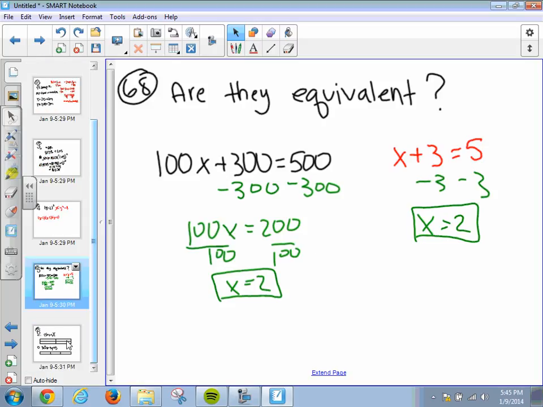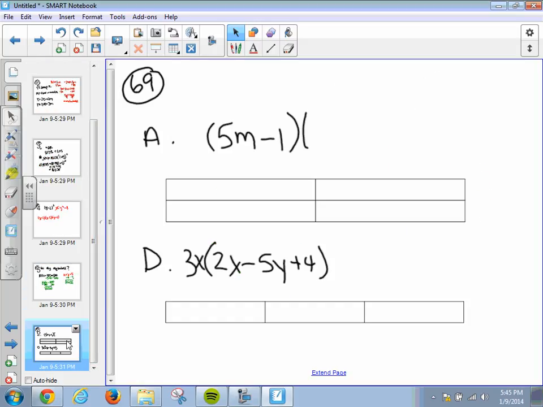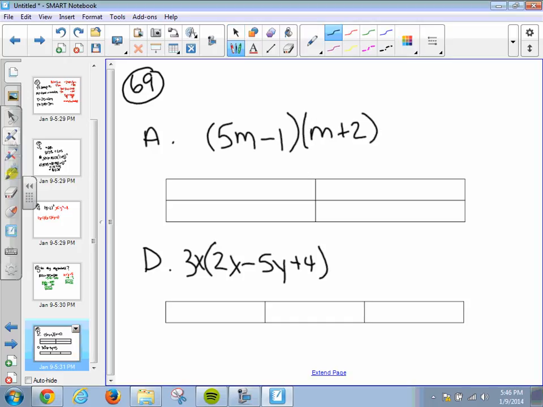All right, and lastly, we have problem 69. It says to multiply the expression below using geometric rectangles. I'm kind of hoping you're to the point where you can do this without geometric rectangles, but I will show you that method since that's what they asked for. Let me finish filling this in.